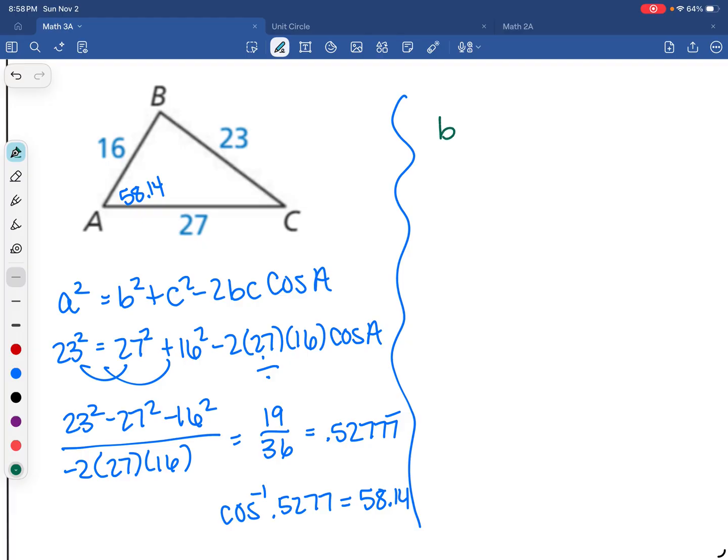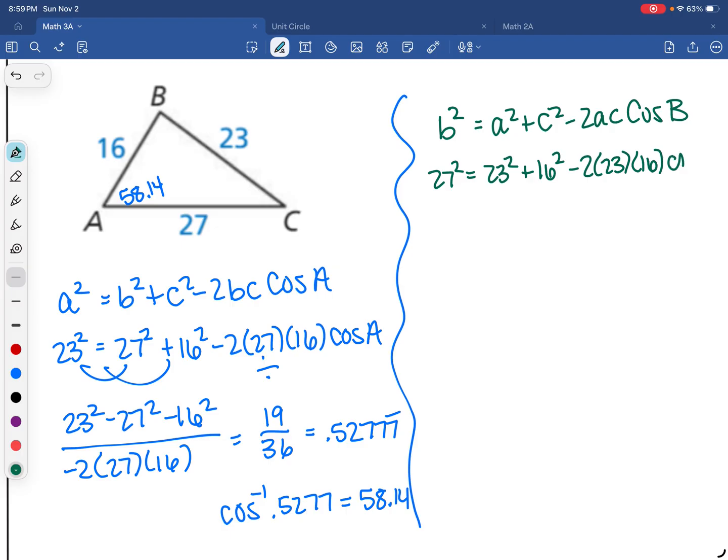So if we're solving for angle B, we need B squared equals A squared plus C squared minus 2AC cosine B. All right, so same process. Our B is 27, our A is 23, and our C is 16, minus 2 times 23 times 16 cosine B. Okay. Same thing, subtract, divide. That looks like a plus. Divide.